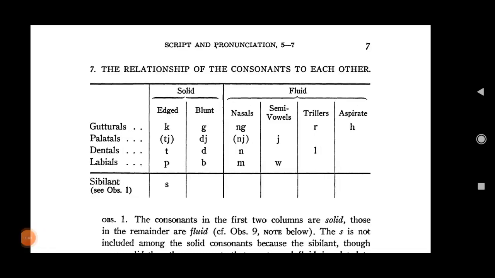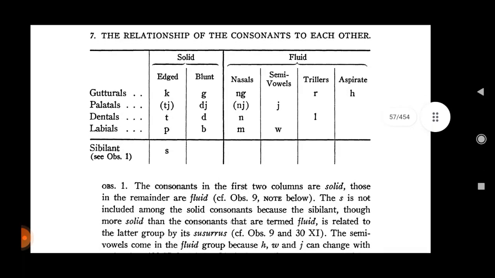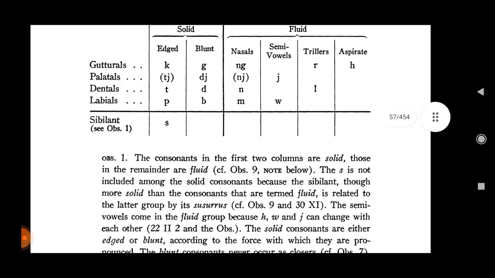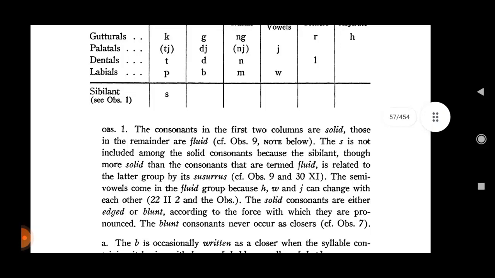The relationship of the consonants to each other. Option 1. The consonants in the first two columns are solid. Those in the remainder are fleet. Cf. Ops 9 note below. The S is not included among the solid consonants because the sibilant, though more solid than the consonants that are fleet, is related to the letter group by its susurrus. Cf. Ops 9 and 39.